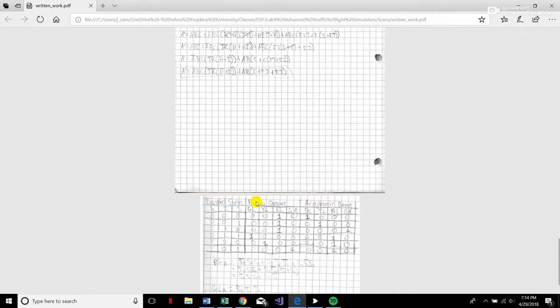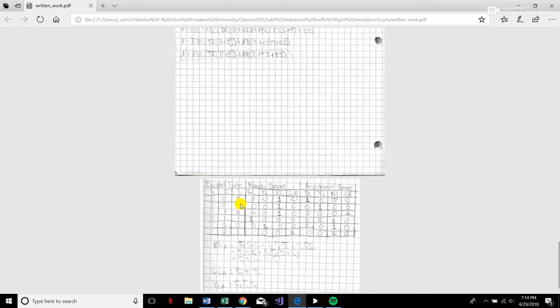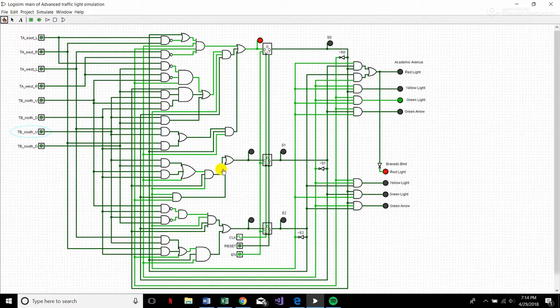So I got those equations and I minimized them. And I also did that for the outputs and how they would relate to the encoded states. And I minimized those equations. And from there, I created the simulation.